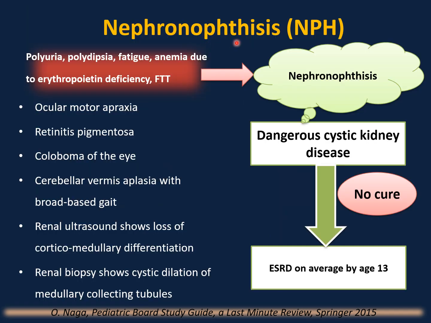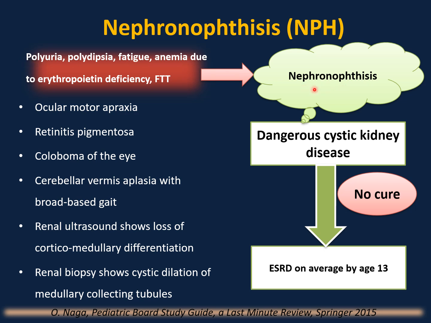Nephronophthisis is a genetic defect in the kidney causing medullary cystic dilatation, and it presents early in childhood with polyuria, polydipsia, fatigue, anemia because of erythropoietin deficiency, failure to thrive because of dehydration initially, then afterward because of renal insufficiency. Red flags for this disease to pay attention to: polyuria, excessive thirst and fatigue. Think about this disease.